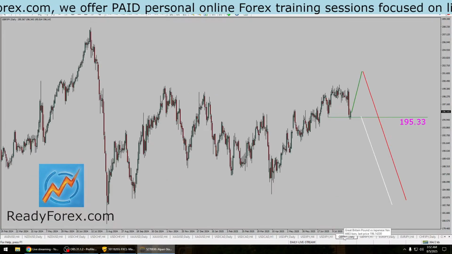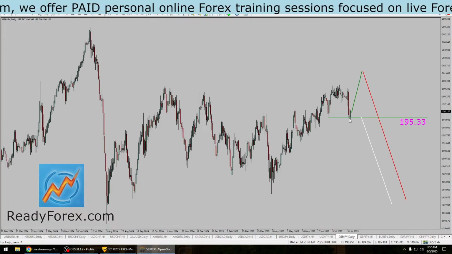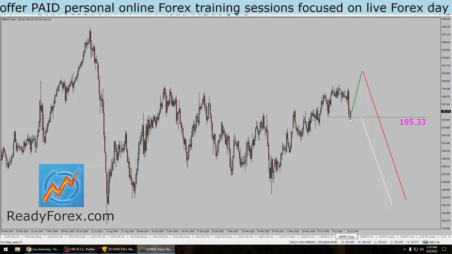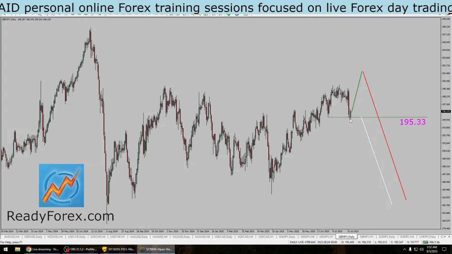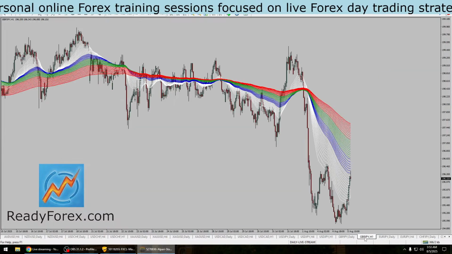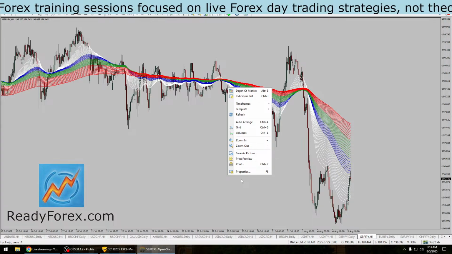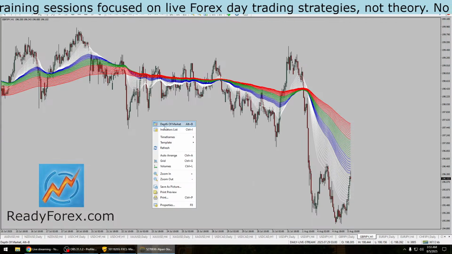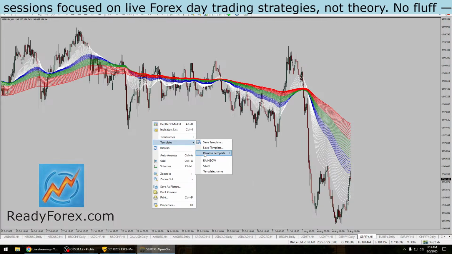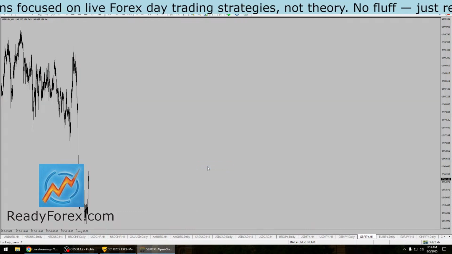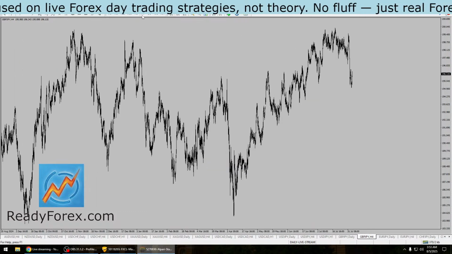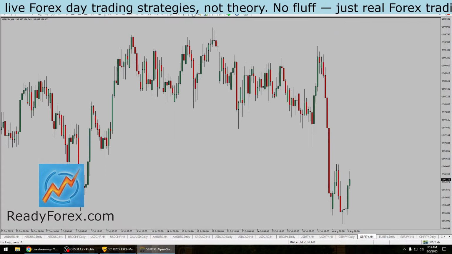Next one is the GBPJPY. Price action is bouncing from 195.33. That's the support level. This is also a buy trade plan over here. The 1 hour is obviously bearish with the rainbow trading strategy. Let me remove the rainbow, go over to the 4-hour time frame.